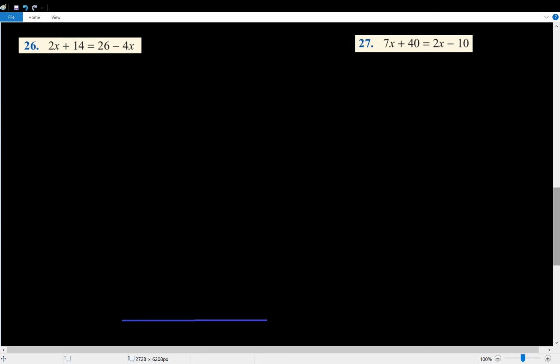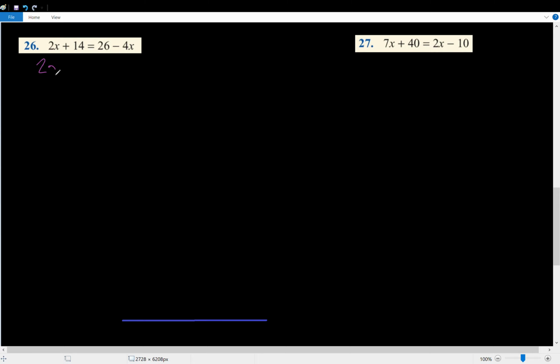Now we'll take a quick look at these last two here. These two are a little bit more involved than the previous ones. There's a few more steps to get done all at once. In each of these we're going to move our x's to the left and we're going to move the numbers to the right and work from there. And the first one, that minus 4 on the right has to be moved over to the left, and this 14 on the left has to be moved over to the right.